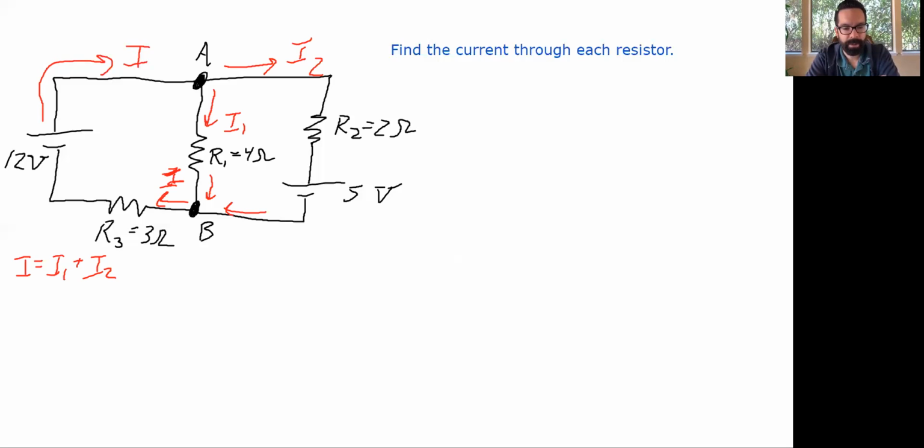Okay, so that's what the junction rule gives me, and I want to find the current through each resistor. All right, so now I'm going to set up a loop. You could really set up a loop anywhere. You could pick whatever loop you want. I'm going to pick, let me start with the outer loop. Okay, so let me say that over here.